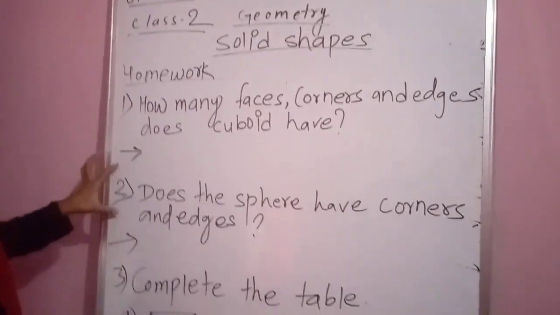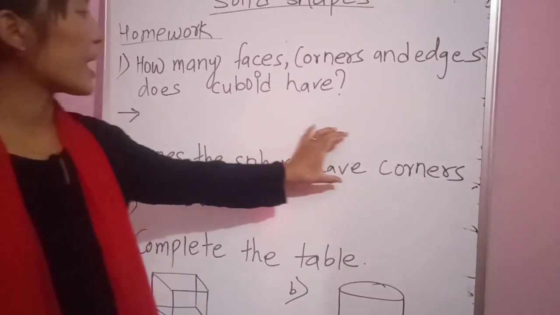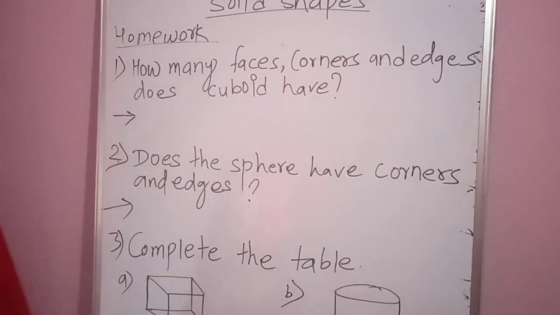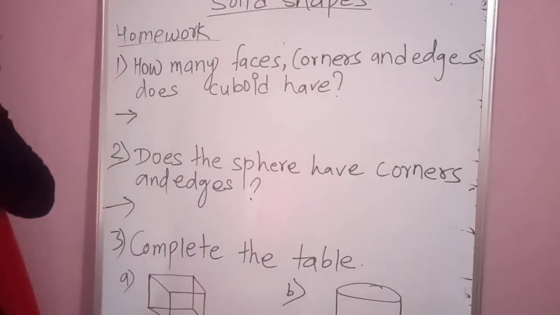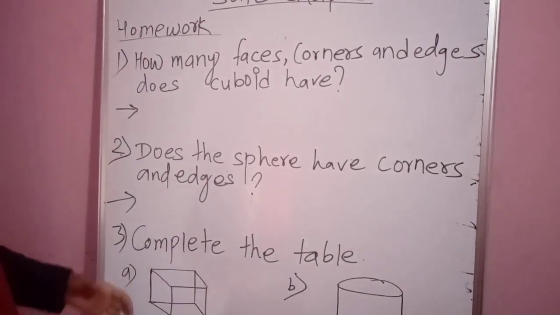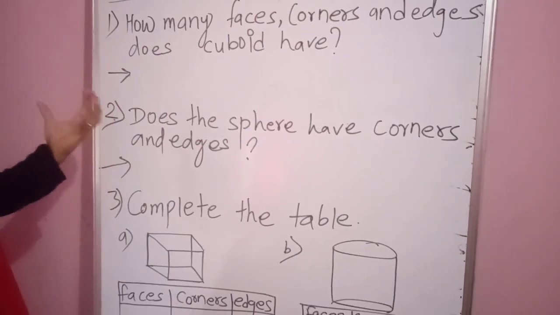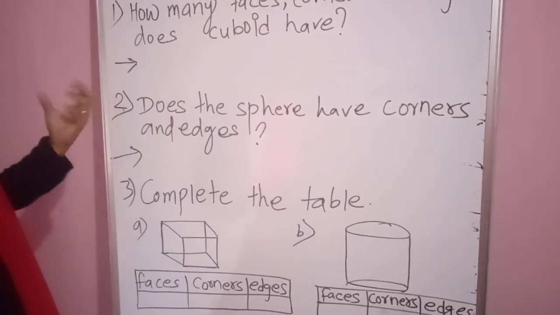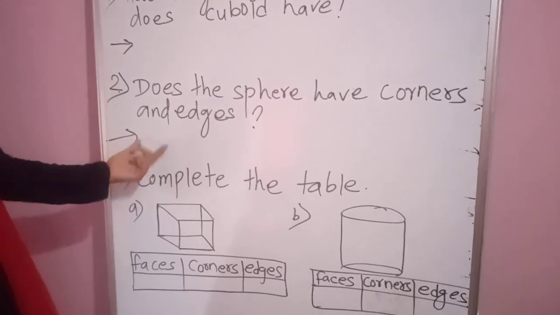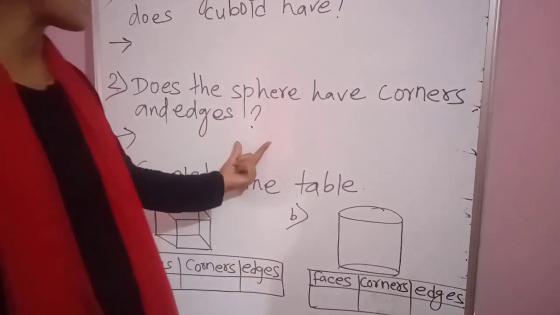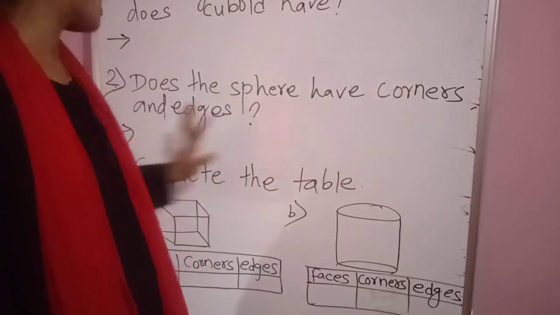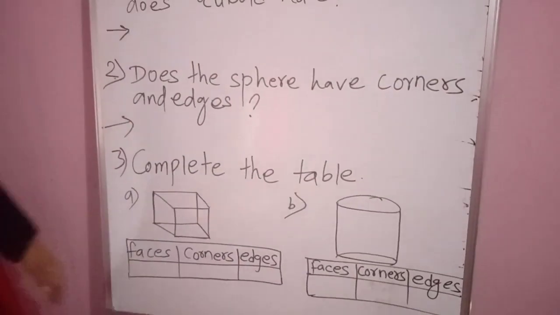Now question number 2: does the sphere have corners and edges? As I have explained to you before writing this question, I have shown you the cricket ball also. So it has no corners and edges, it has only the face. So you have to write that the sphere has no corners and edges.